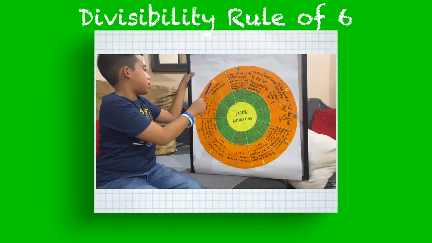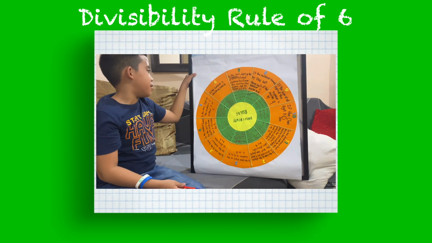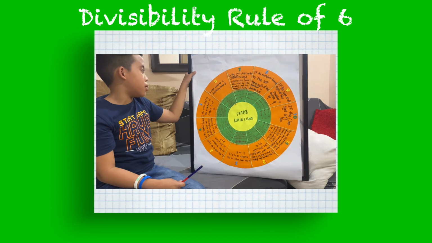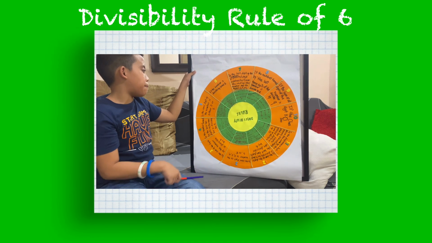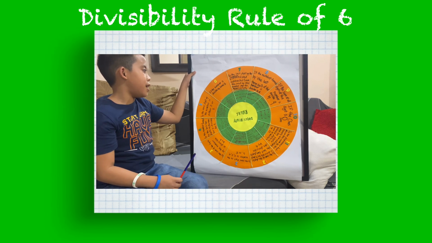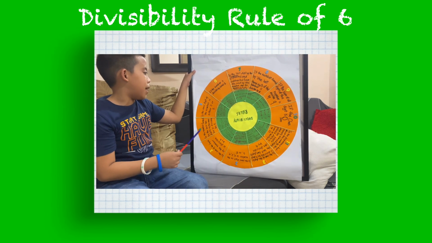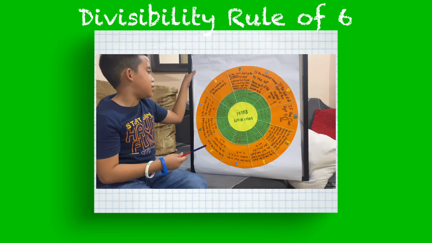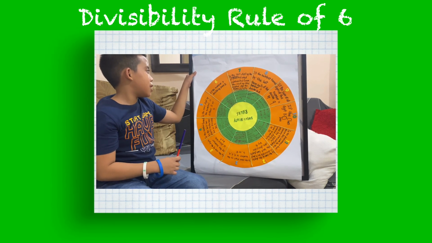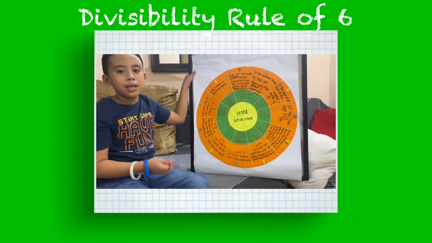Divisibility rule number 6. If the number is divisible by both 2 and 3, then it is divisible by 6. Example, 36. 3 plus 6 is 9, therefore it is divisible by 3. And the last digit is even, therefore 36 is divisible by 6.